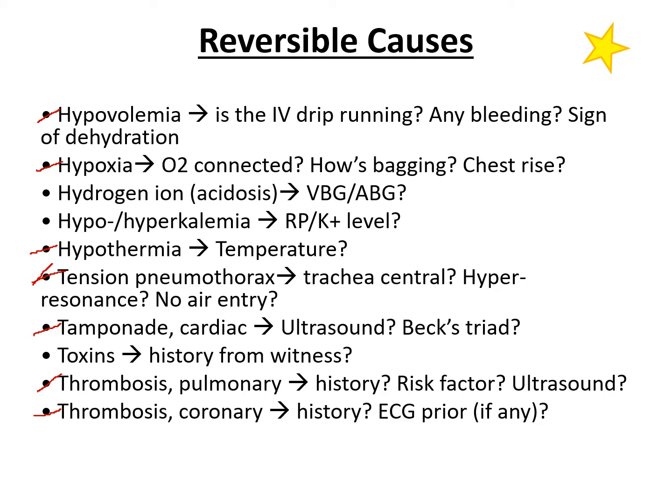And this is the site where you take blood just now. So you ask for any evidence of acidosis, any evidence of hypo or hyperkalemia. Finally, you ask for the history of toxin ingestion. You should ask from the witness or from the family members. So there goes how we approach the reversible causes.